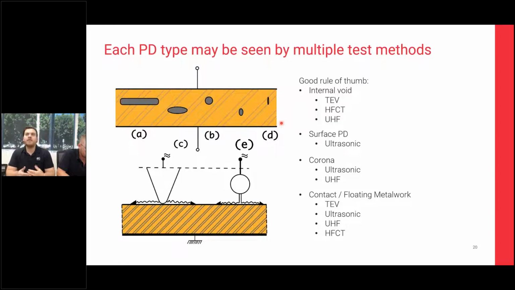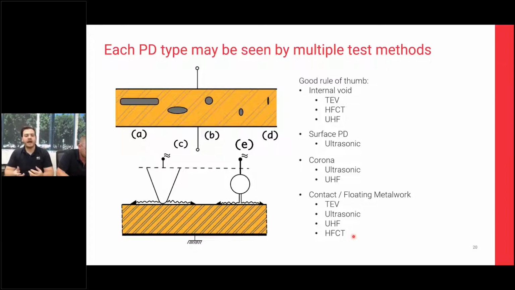And what we go by is the fact that internal void type discharge can be picked up by TEV, HFCT, and UHF testing. UHF testing is more for the outdoor yards when you're not sealed within a metal chamber, but it can still pick up those types of problems. Surface type PD and corona, your main testing source is the ultrasonic, and then contact type and floating metalwork sources can be seen on nearly all of our tests, just due to the nature of them.